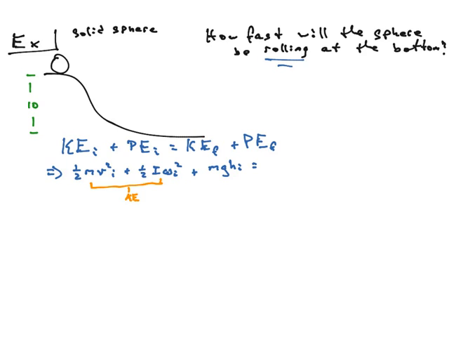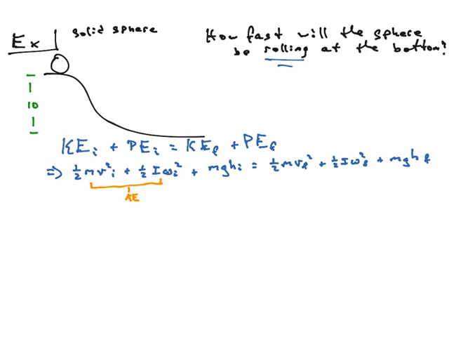And now I'll look at the final side. I've gone down to the bottom. Kinetic, again, I'm rolling, so there's two pieces: 1/2 mv final squared plus 1/2 I omega squared final. Okay, that's kinetic. And potential, again, there's no spring at the end, so there's only mgh. All right.